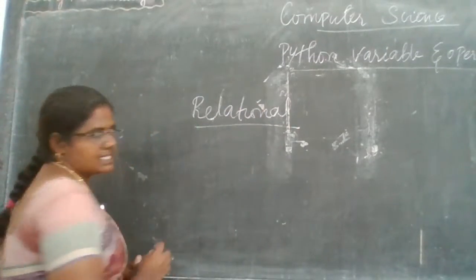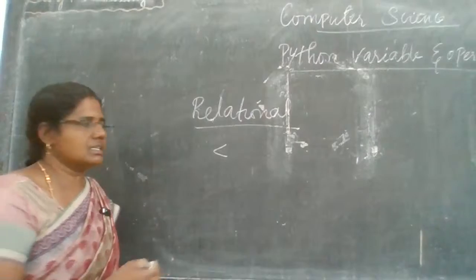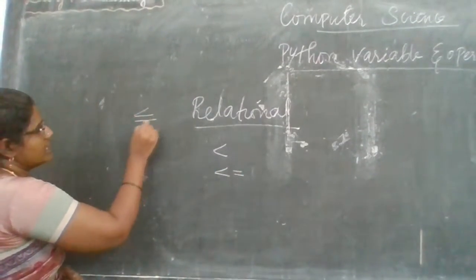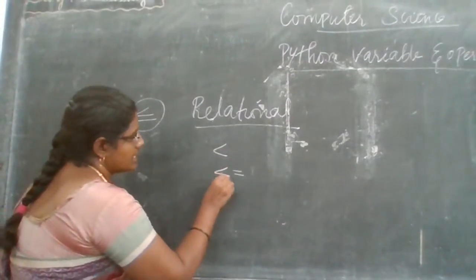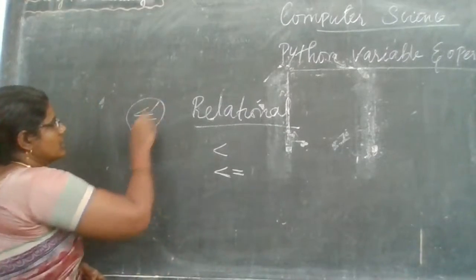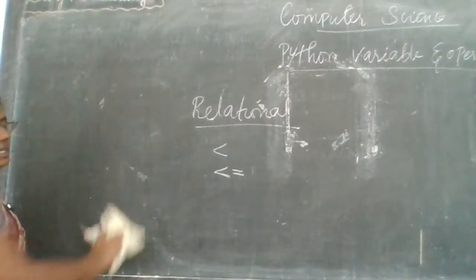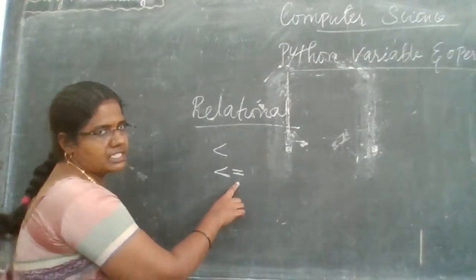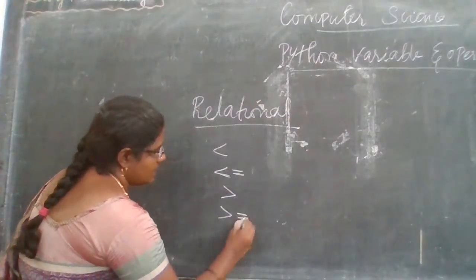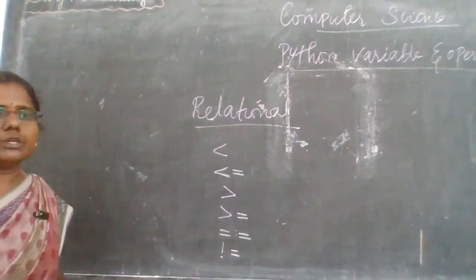What are the relational operators available in Python? First one, less than. The less than symbol checks whether the value is lesser or not. Next one, less than or equal to. In mathematics, we write less than or equal to like this, but here we write the less than symbol, after that the equal symbol. You don't write it like in mathematics; in the computer, less than followed by equal to is considered less than or equal to. Next, greater than or equal to, not equal to.